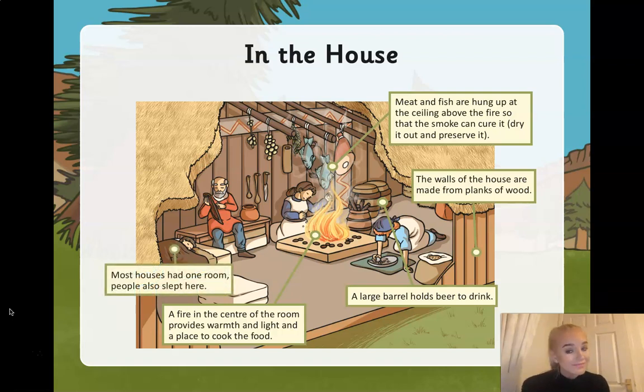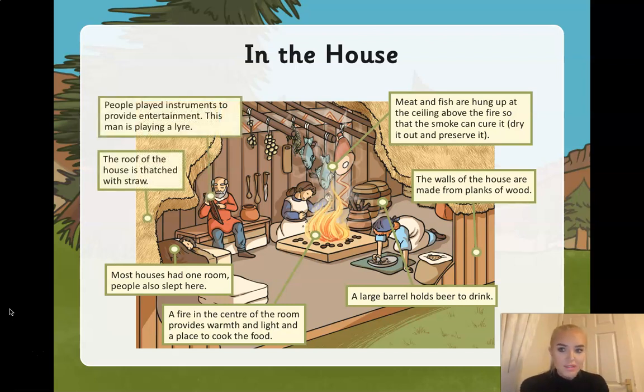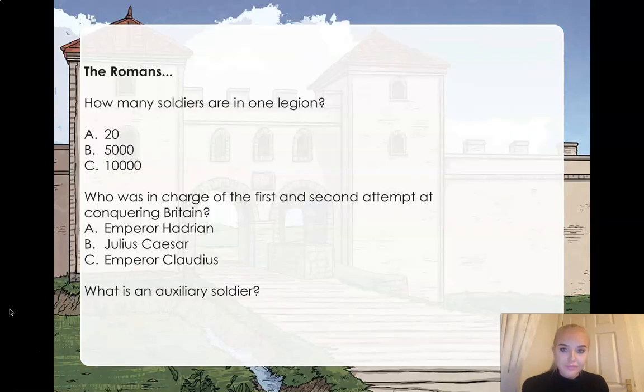Did you remember that unfortunately most houses only had one room, so they had to do everything in that room? They had to cook, they had to clean, they had to sleep, they had to do their activities in that one room, which was their house. Did you remember the roof was made with straw? Did you remember that people had to entertain themselves by playing musical instruments? They did not have mobile phones or computers or iPads like we have now, and games on those. They had to entertain themselves another way.